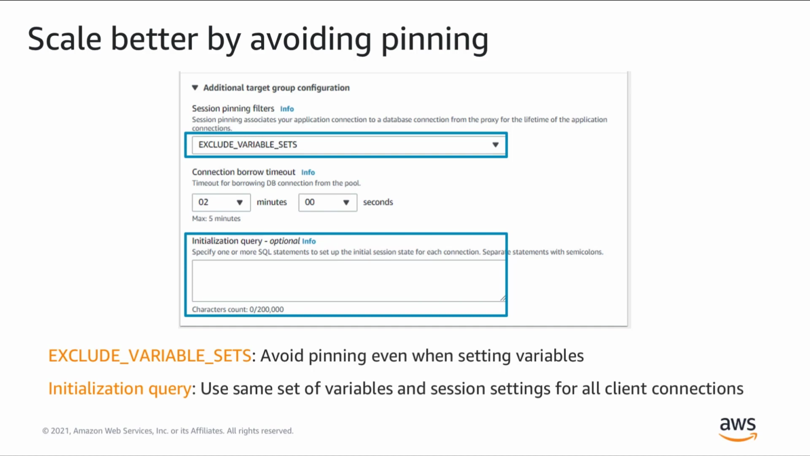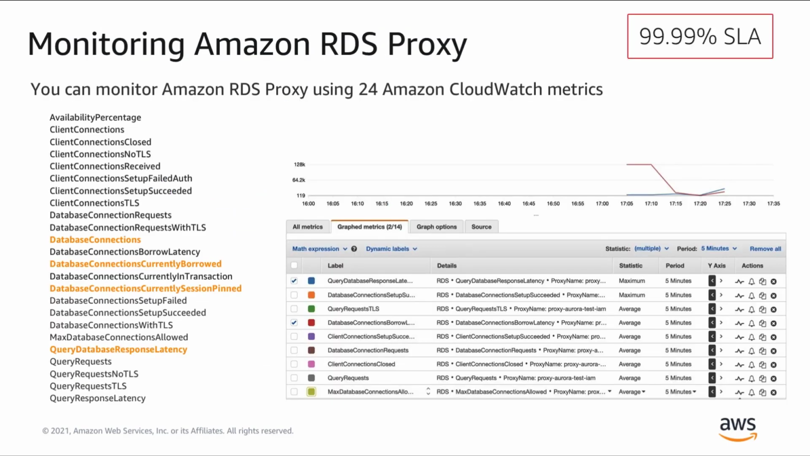And the next one is an initialization query. Here, you can set the variables or statements to make sure that each connection has identical settings, such as a time zone or a character set. So the proxy can execute a query for each database connection. This way, you have a consistent session state without resulting in connection pinning. One thing to note here is initialization query is currently not supported for Postgres. It is only supported for MySQL.